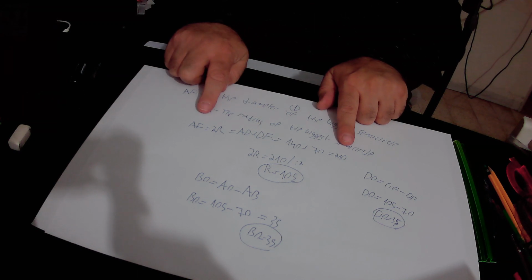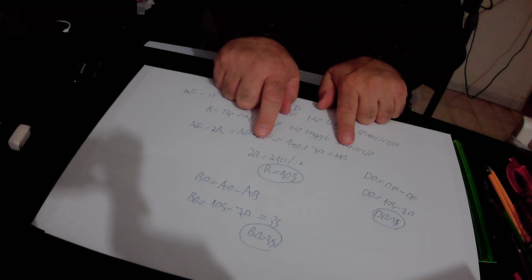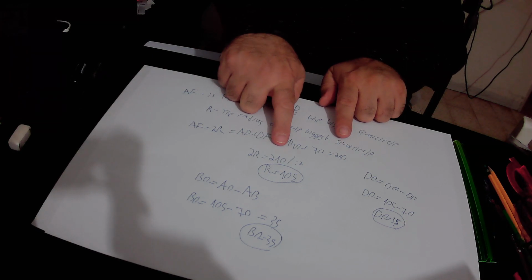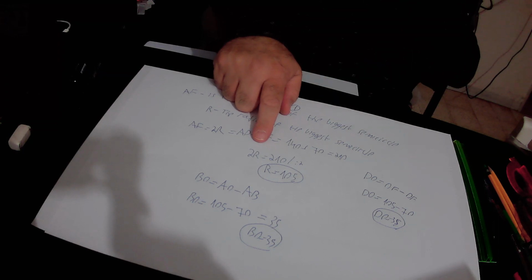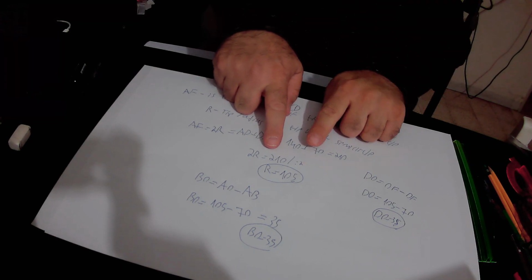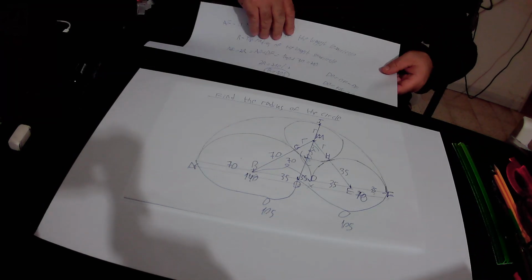So we found out that the diameter of the biggest semicircle AF equals 210 units, and the diameter is twice as long as the radius. That is to say, 210 units equals 2 times capital R, the radius of the biggest semicircle. Here we'll divide this equation by 2, and we'll find out that the radius of the biggest semicircle, capital R, equals 105 units.